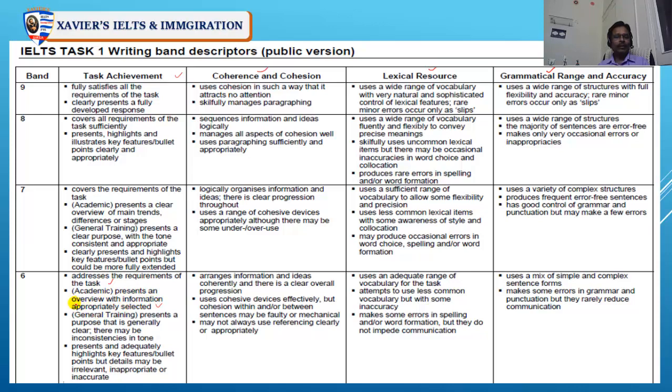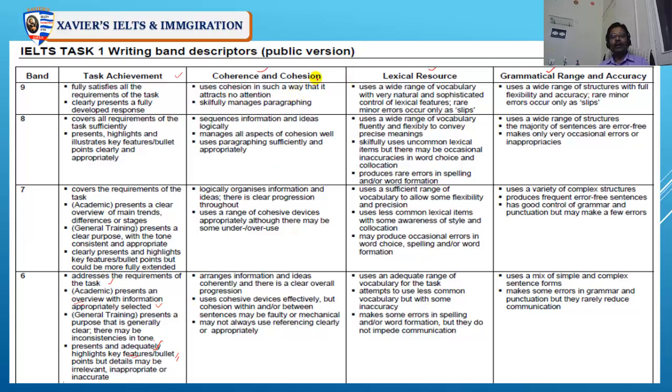See, overview, this is important, right? Overview means your task will have an overview, with information appropriately selected. It presents and adequately highlights key features, which means all key features you have to include. Then bullet points, but details may be irrelevant. Bullet points refers to the general write-up, so we are not going to discuss bullet points at this moment, but key features you have to include in your write-up, and you have to include an overview. So this is what Band 6 is asking.